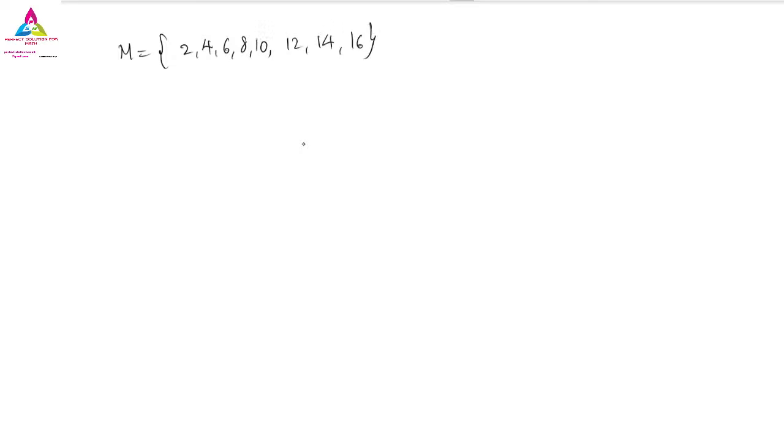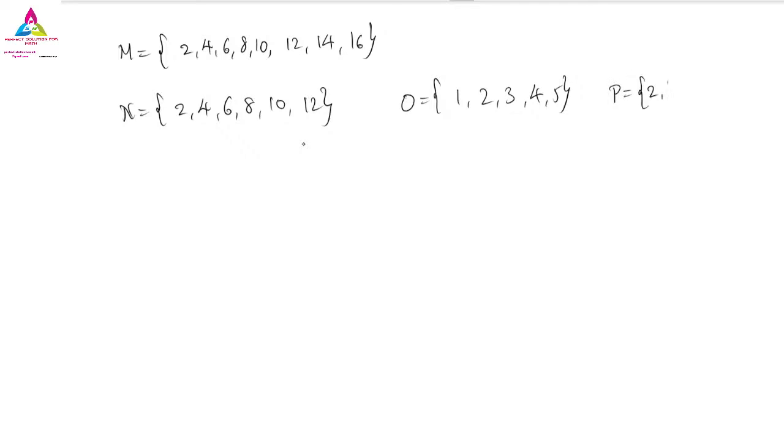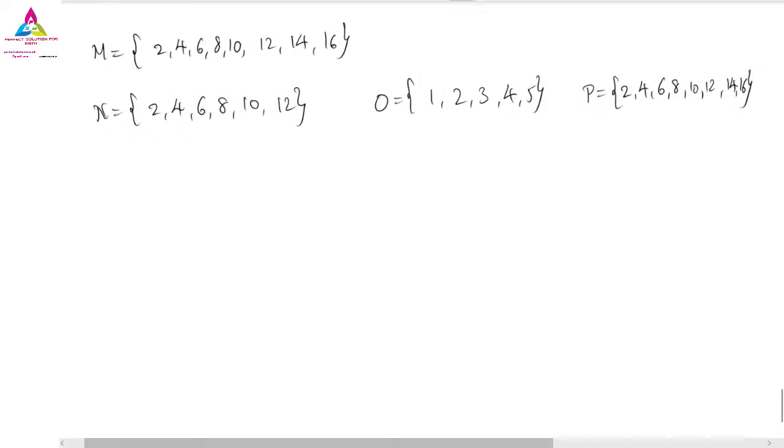So I will give you one question, just write it down and tell me whether it is a proper subset or not. M is equal to 2, 4, 6, 8, 10, 12, 14 and 16. N is equal to 2, 4, 6, 8, 10, 12. O is equal to 1, 2, 3, 4, 5. And P is equal to 2, 4, 6, 8, 10, 12, 14 and 16. Okay, I've written. Now which set here is a proper subset, which is an improper subset, and one more is a little bit different.